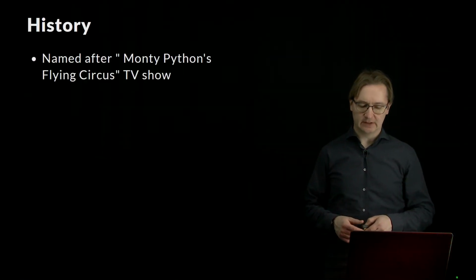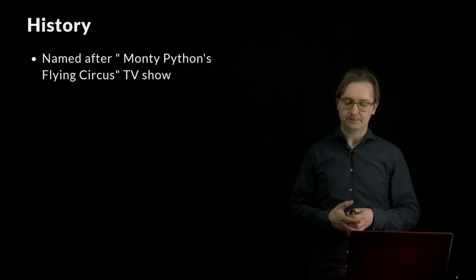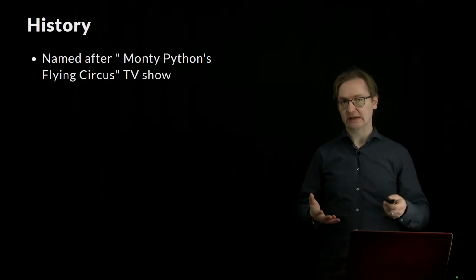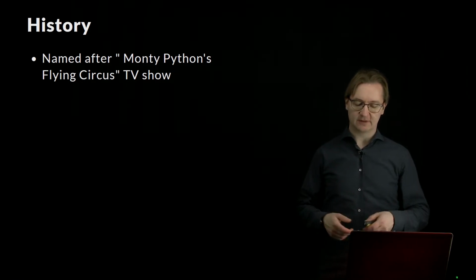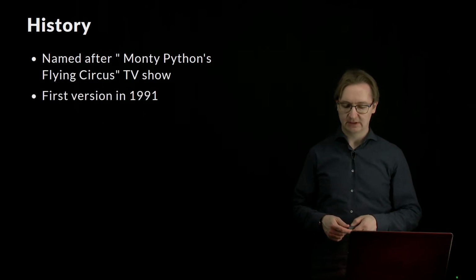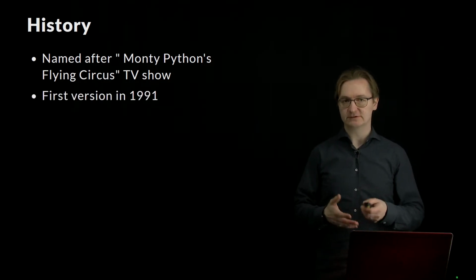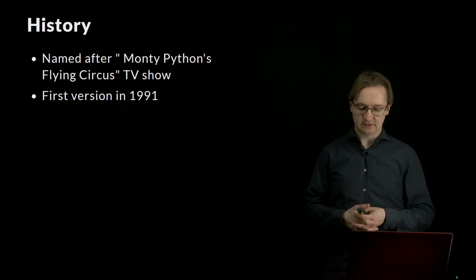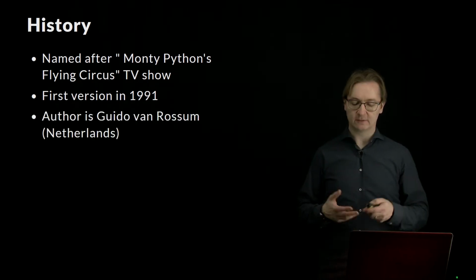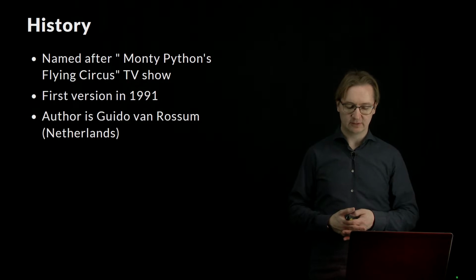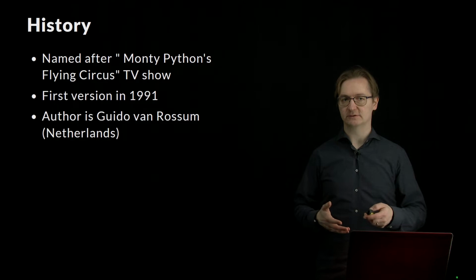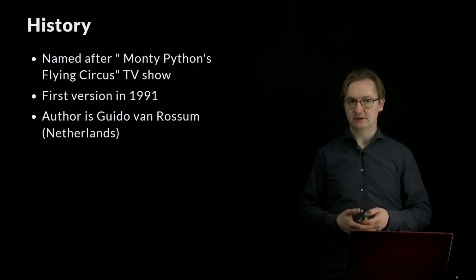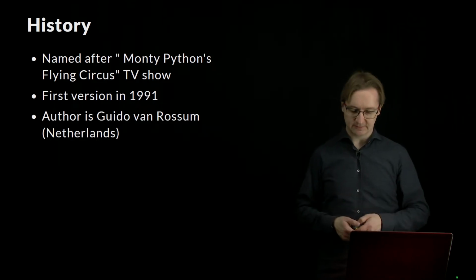In this video we will talk about Python and a brief history of Python. The name of the language is taken after Monty Python's Flying Circus TV show. The first public version was released in 1991. The author is Guido van Rossum from the Netherlands, and he has been the lead author, the lead programmer for this programming language for quite a long time.